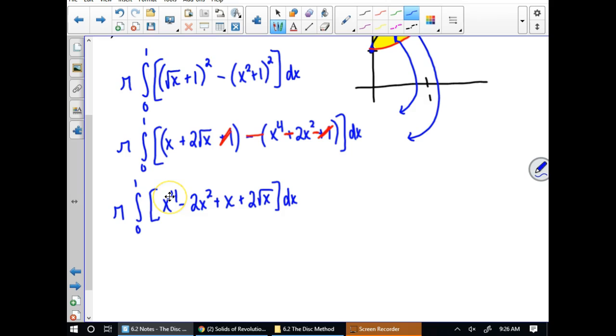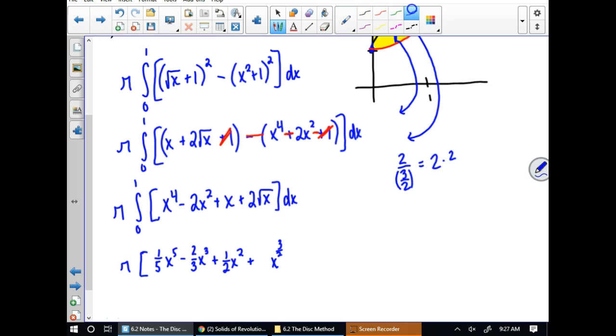Okay. So we're going to integrate. So we'll have pi. Oh, wait, do not need the integral symbol once we have integrated: 1/5 x to the 5th minus 2/3 x to the 3rd plus 1/2 x squared. And then let's see, this is x to the 1/2, so this will be x to the 3/2, and then we've got to do 2 divided by 3/2. Dividing fractions is easy as pie. Flip the second and multiply, so we'll get 4/3 there from 0 to 1.